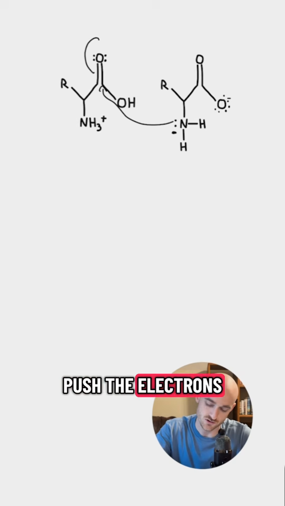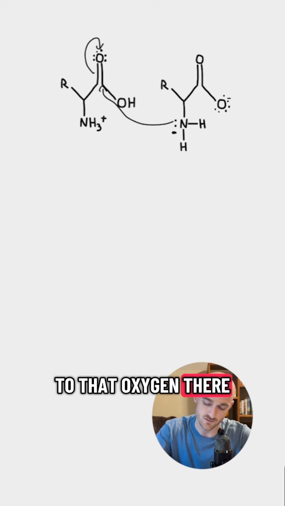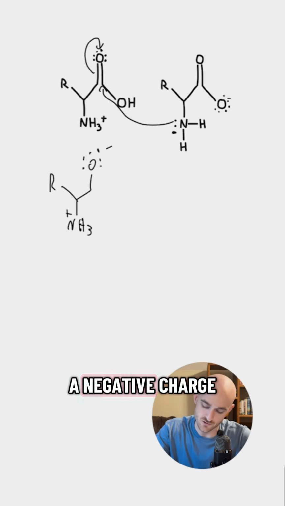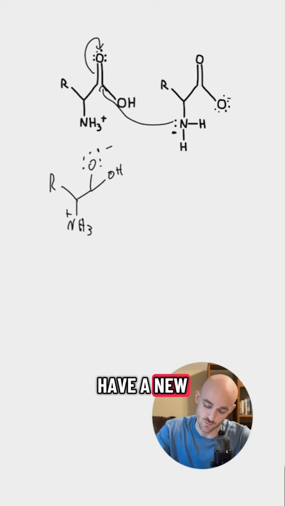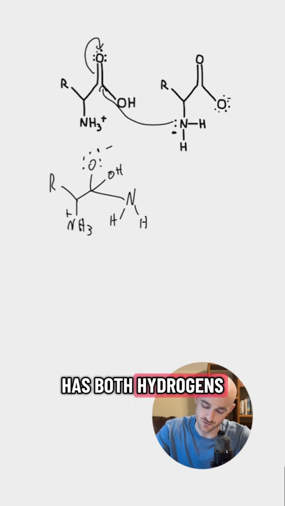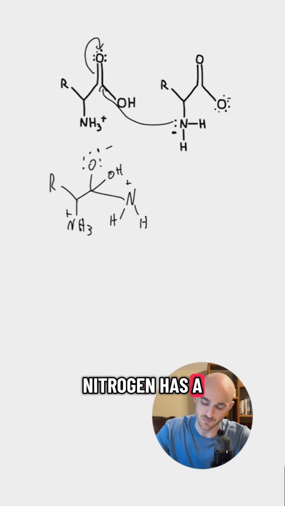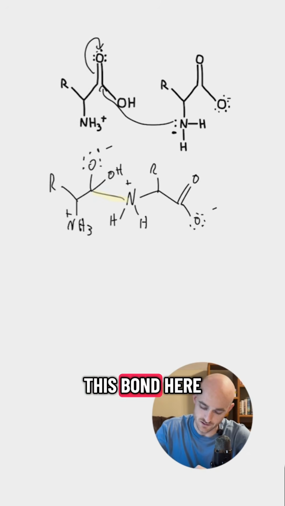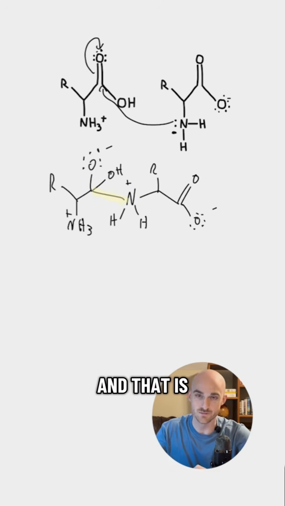That's going to push the electrons in one of these bonds up to that oxygen there. So we end up with a molecule that looks like this. That oxygen gets a negative charge, the OH is still attached to that carbonyl carbon, but now we have a new bond between that carbon and this nitrogen. The nitrogen still has both hydrogens, so now the nitrogen has a positive charge, and then we just draw the rest of that amino acid. This bond here is the new bond, and that is the peptide bond.